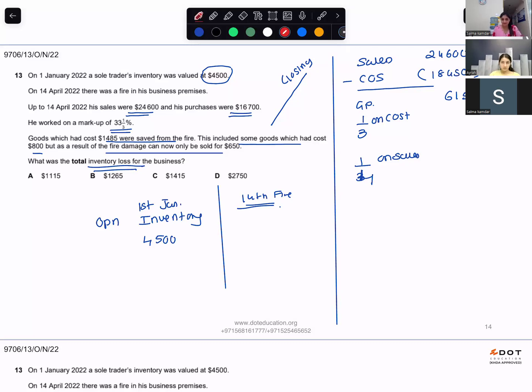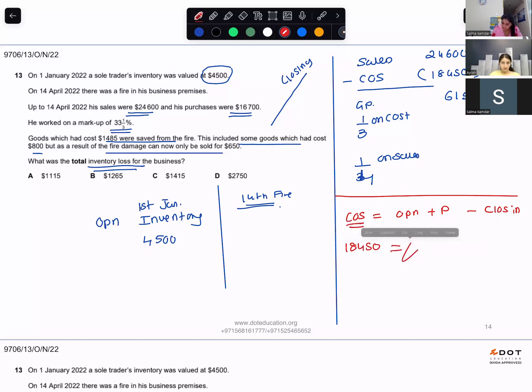18,450. Are you with me? My cost of sales is 18,450. Now let me find out my closing inventory on the date of fire. So, opening plus purchases minus closing. Cost of sales is 18,450. Opening is 4,500. Purchases is 16,700.